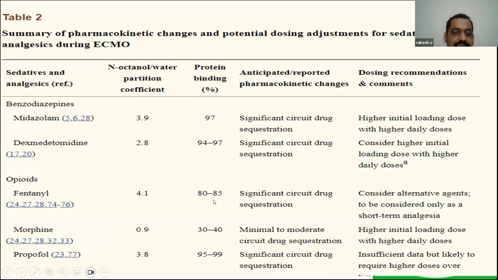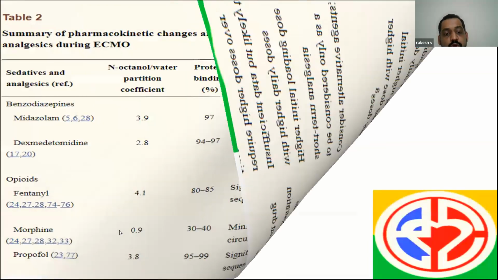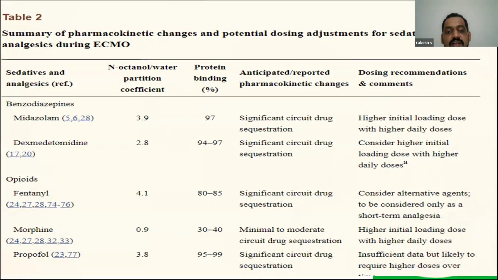Morphine is a less lipophilic and less protein-bound drug. It's only minimally sequestered in the circuit. So you can go with a higher initial dose, but a normal dosage on a daily basis. Coming to propofol, it's again highly lipophilic and highly protein bound, with significant drug sequestration. Data is lacking, but as per our earlier discussions, you need to increase the initial loading doses followed by the frequency of the dosages also.